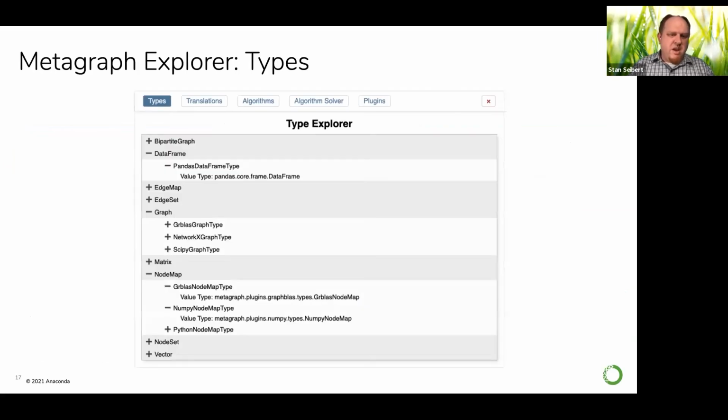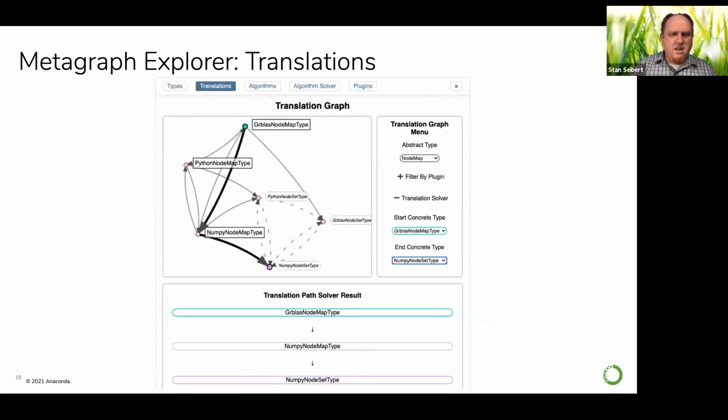So another thing we include in Metagraph is a nice Panel app that allows us to explore the plugins you have installed in your environment. So the Type Explorer lets you go see, okay, what are all the graph implementations I have? On this system, we actually have 3: GraphBLAS, NetworkX, and SciPy. And I can see the other types like data frames and node maps and things. What are all the implementations I have on the system? This is just handy for understanding what's going on.